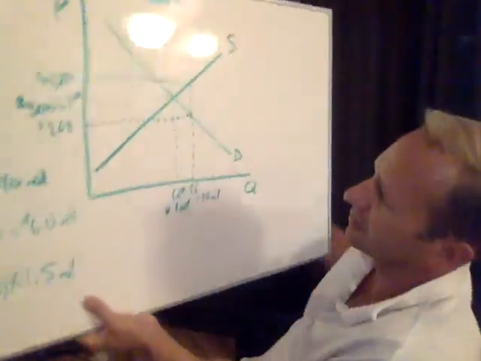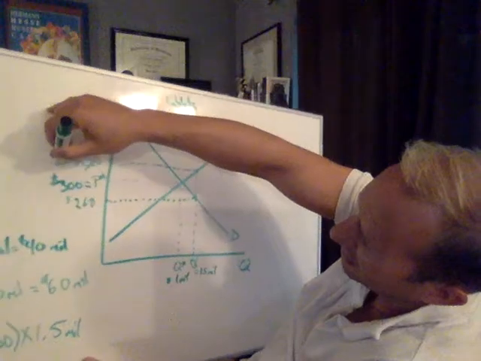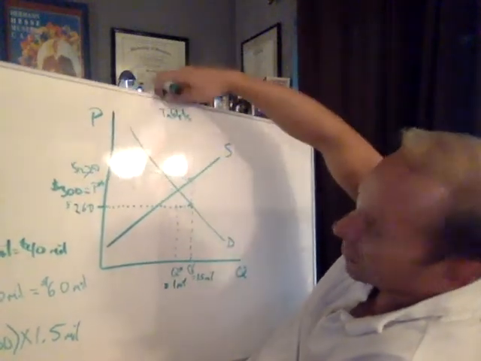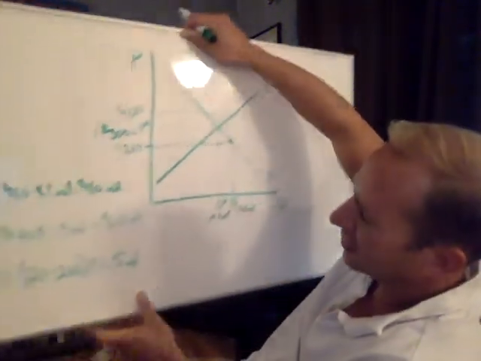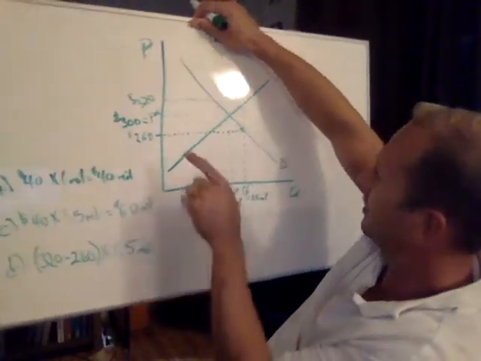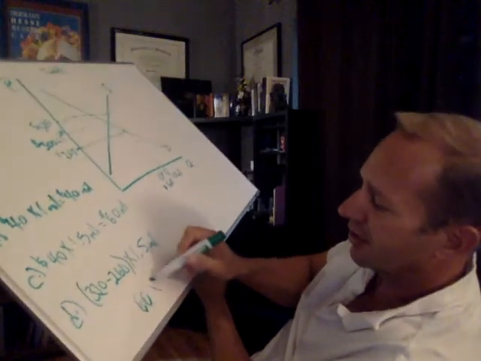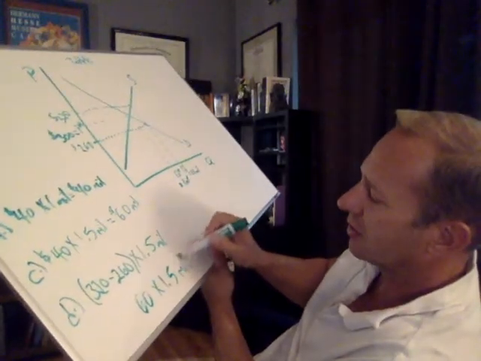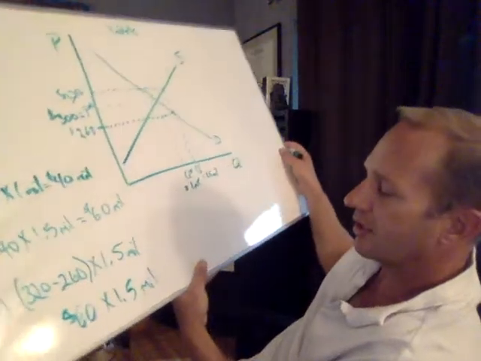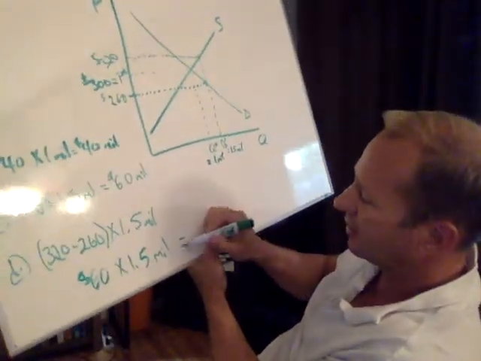the government is going to have to spend 320 minus 260 times the 1.5 million to get it down to 260. That's what they said their goal was. They're going to have to spend 320 minus 260 times the 1.5 million. And of course, we see that that's 60 times 1.5 million. And these are dollars. And that looks to me like 90 million.